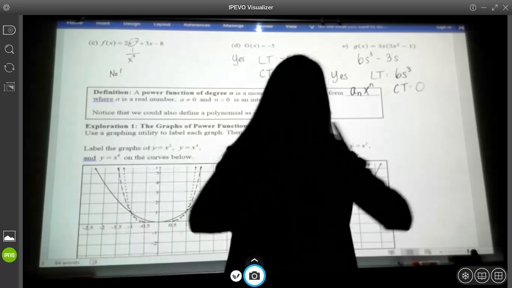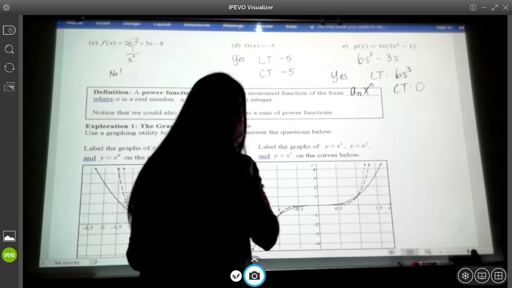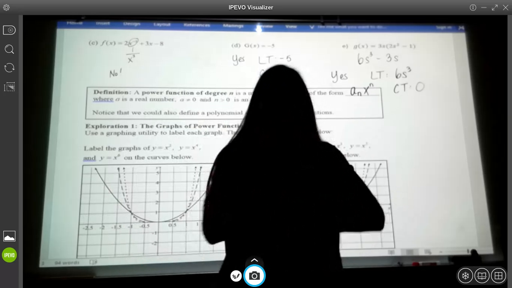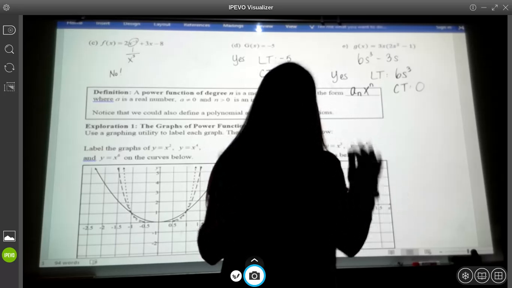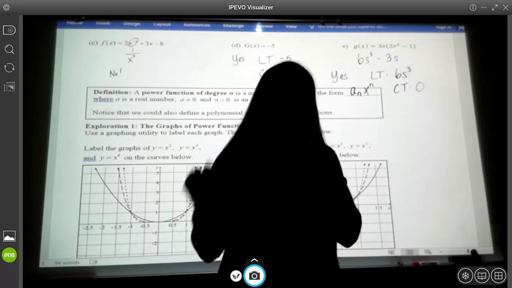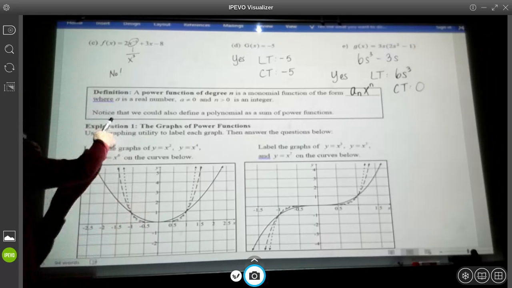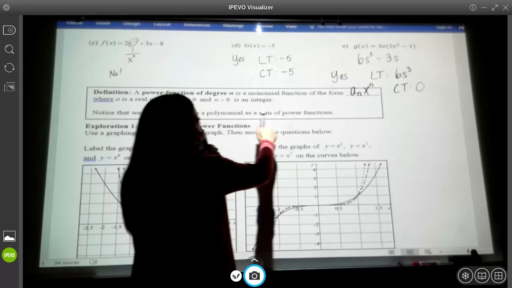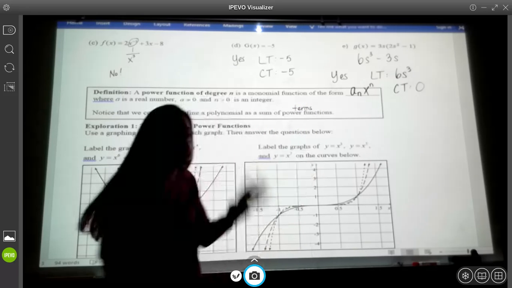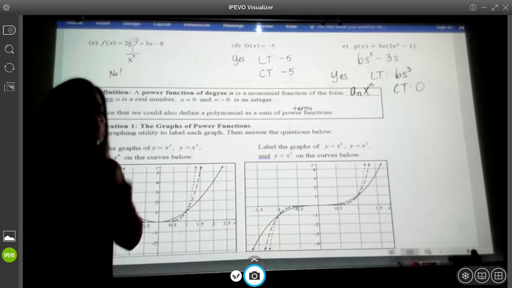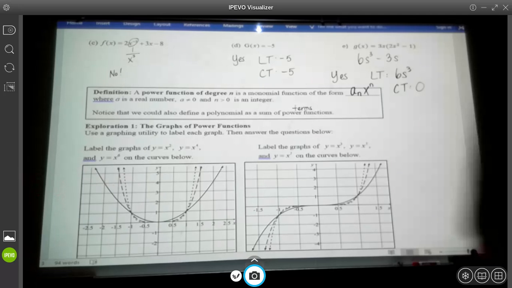A power function has no adding and subtracting. It's just a power and multiplication going on. All right, and we're going to reference the leading power function all the time. Because when we start graphing these polynomial functions, the leading power function, the leading term, is how we figure out what the graph is going to do. So they're going to talk about that leading power function all the time. But guys, it even says, notice that we could also define a polynomial as a sum of power functions. It's a sum of terms, right? Each term of a polynomial is its own power function. Okay, so they want us to look at some power functions really quickly.